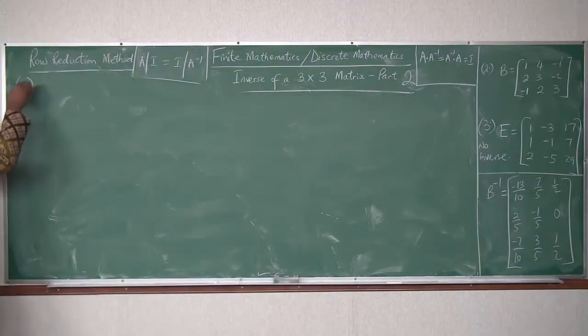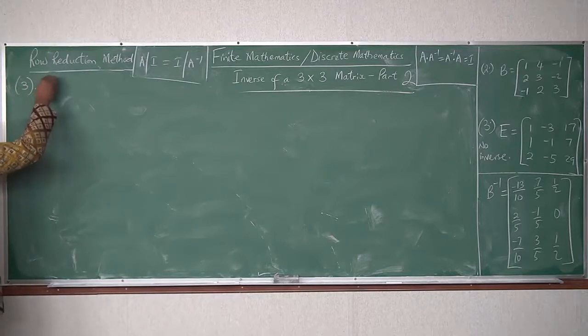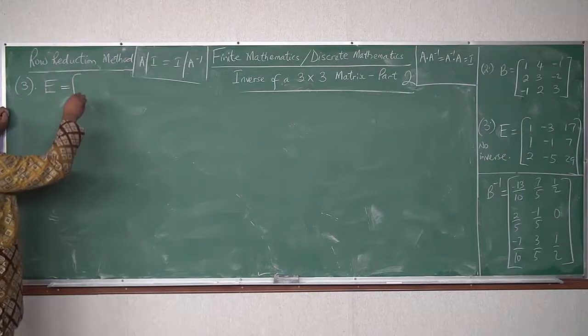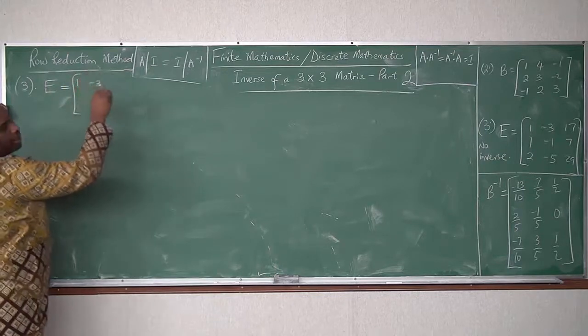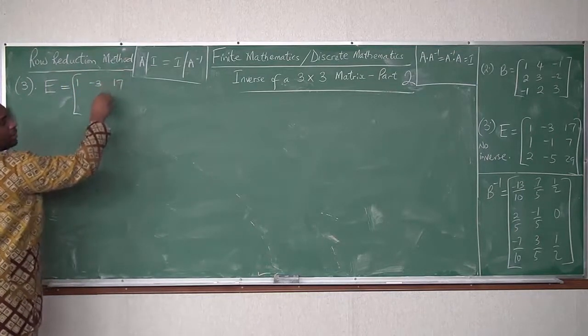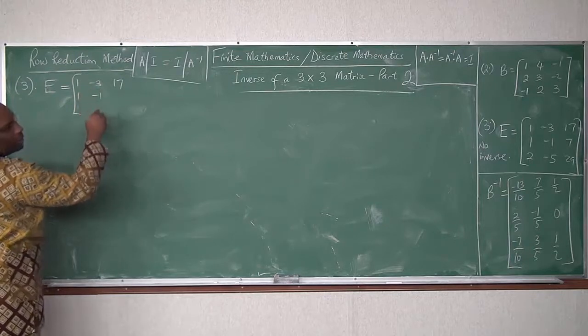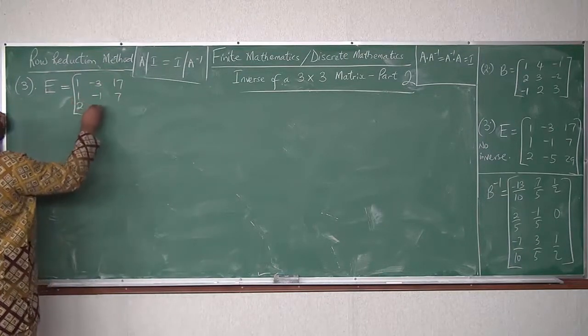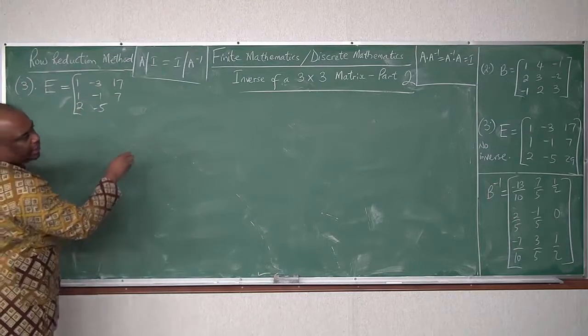Question 3, we have that the matrix E is equal to, by row, 1, negative 3, 17, 1, negative 1, 7, 2, negative 5, 29.